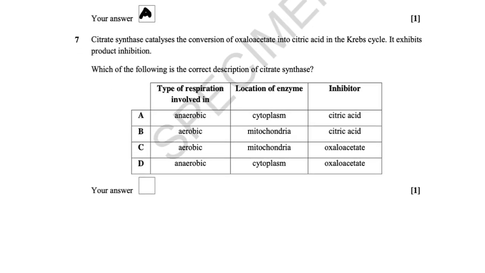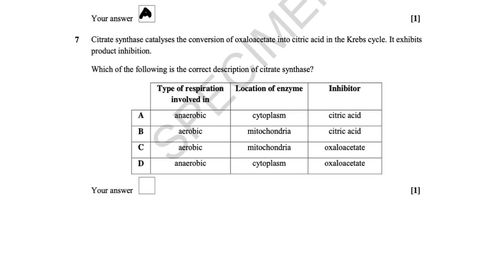Okay, next on to a question about enzyme inhibition. Citrate synthase catalyzes the conversion of oxaloacetate to citric acid in the Krebs cycle. So this is a question which is combining your knowledge of respiration, which is a second year topic, with enzyme controlled reactions, which is a first year topic.